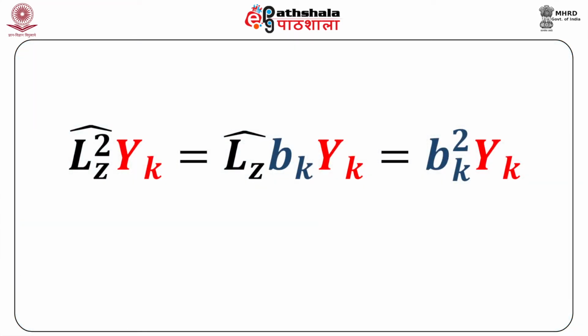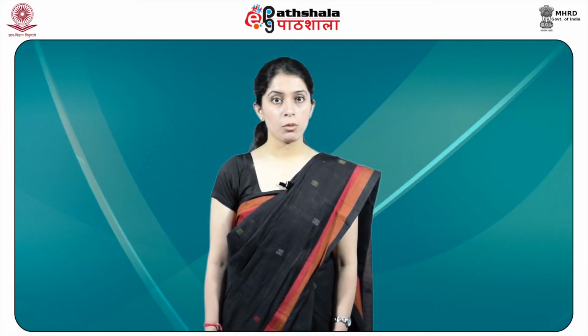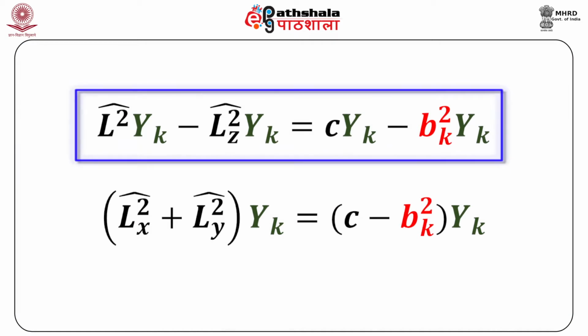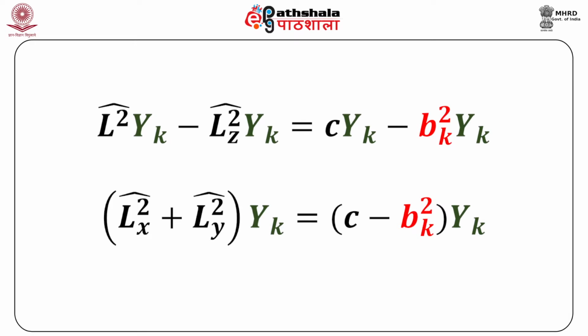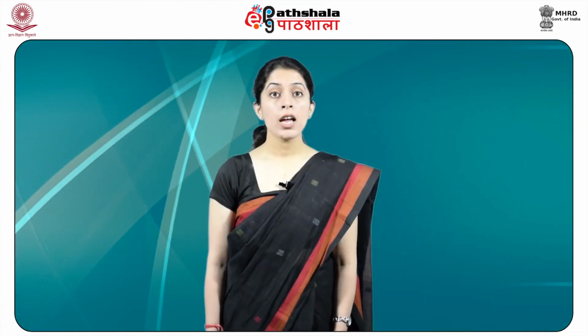Now, operating on the eigenvalue equation of the Lz component with Lz, we have Lz square ψk equals Lz bk ψk, which becomes equal to bk square ψk. Now, subtracting this equation from the eigenvalue equation of total angular momentum, we have the expression L square ψk minus Lz square ψk equals cψk minus bk square ψk. Now, the left hand side expression can be rewritten as L square minus Lz square equals Lx square plus Ly square. So, we now have on the left hand side Lx square plus Ly square ψk equals c minus bk square ψk.